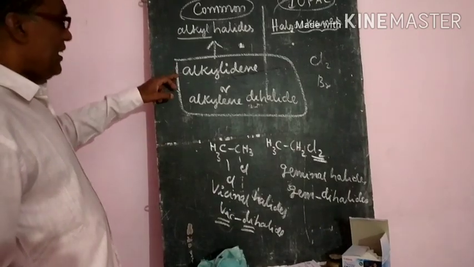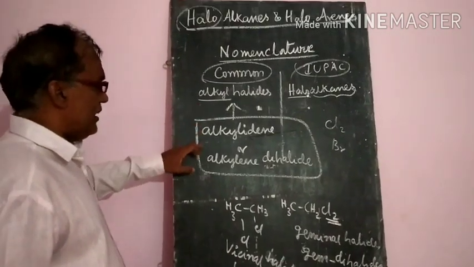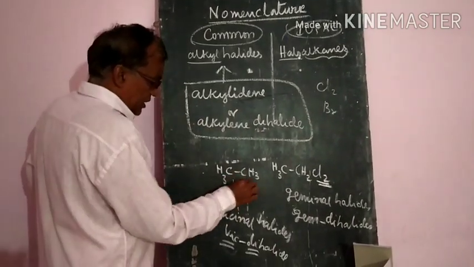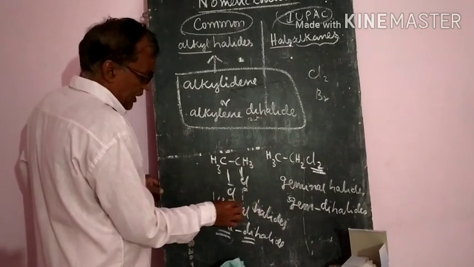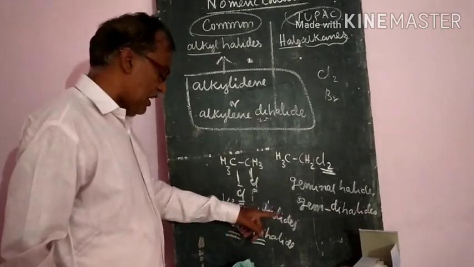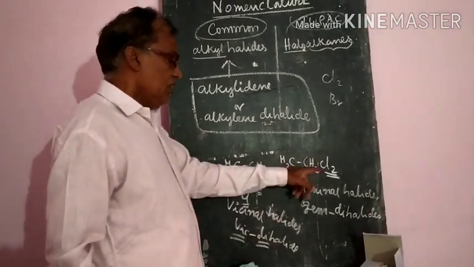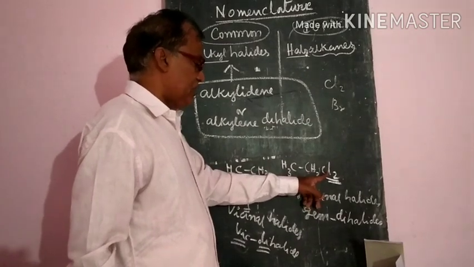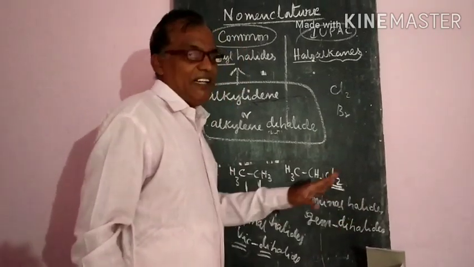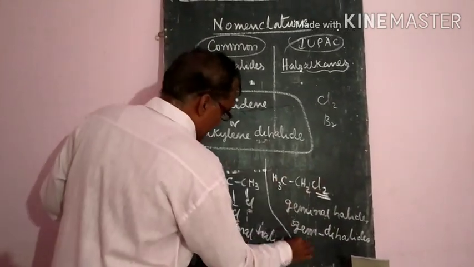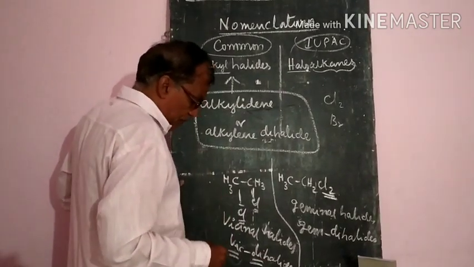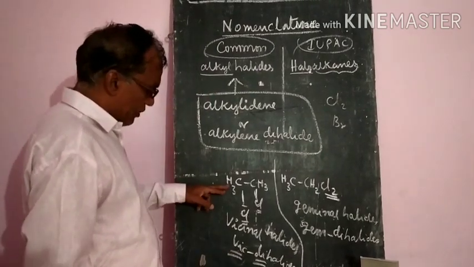So alkylidene or alkylene dihalides, that means 2 halogen atoms are contained. Again they are classified according to their position. If the same halogen atoms are present on adjacent carbon atoms, they are called vicinal halides or vic dihalides. If both halogen atoms are attached to one carbon atom only, they are called geminal halides or gem dihalides. So a lot of difference is there, you just have to understand. That is more important, so we can know what name will be given.